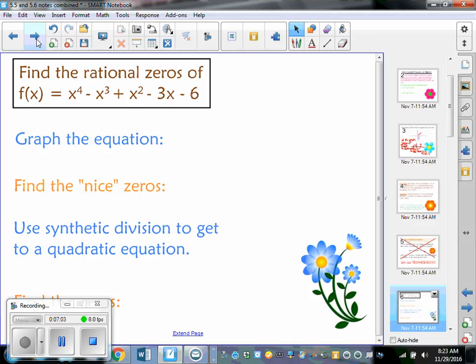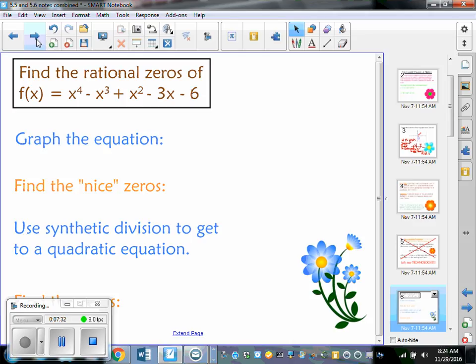So step by step how this is going to work. First thing we're going to do is graph this. We're going to look at that graph and find the nice zeros, the nice places it crosses the x-axis. Remember, zeros just means your answers, your solutions. Then we're going to use synthetic division with those to get it down to at least probably a quadratic. That's what we like to aim for, so we can factor it from there or solve it by quadratic formula.